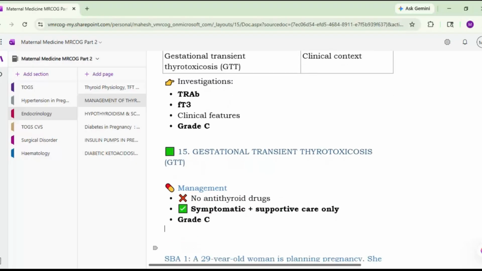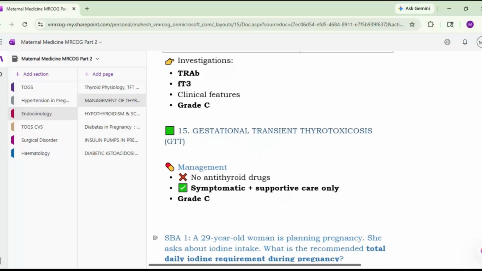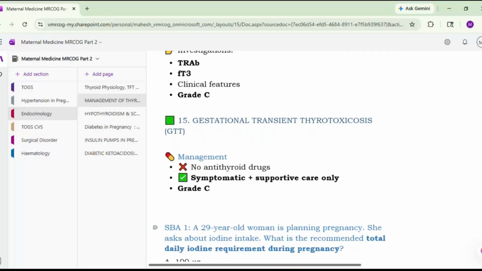Okay. Now, if you have gestational transient thyrotoxicosis, no antithyroid drugs are required. If the patient is symptomatic, only supportive care is to be given. So what we have seen: preconceptional hypothyroidism and overt hypothyroidism, what you are going to do. Then hyperthyroidism, how we are going to treat pre-pregnancy and during pregnancy. That is what we have seen in this section. So this finishes the hypothyroidism and hyperthyroidism part. There are a few further things that we'll see in the subsequent section.